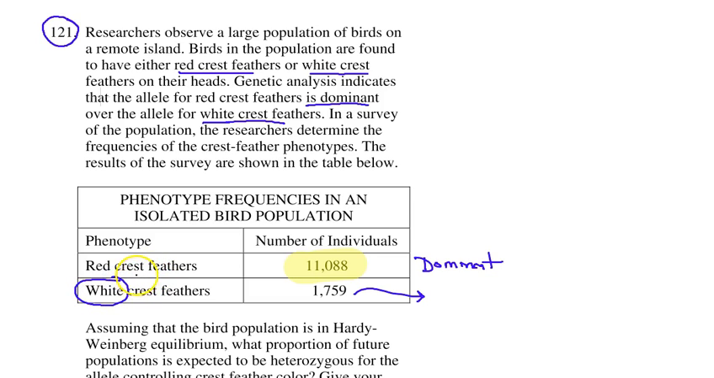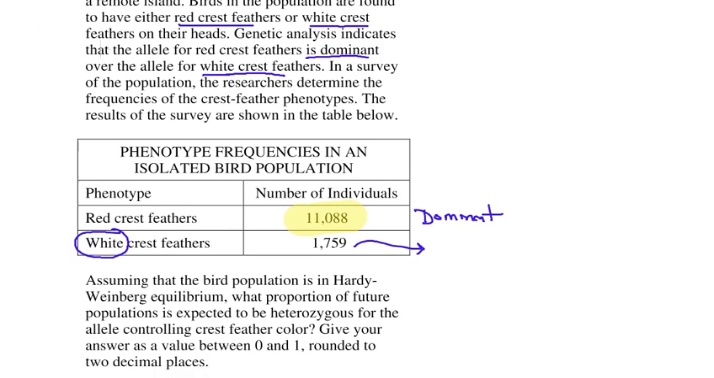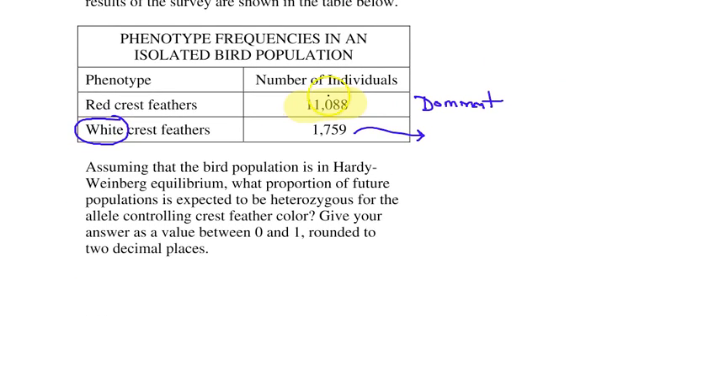So, pretty simple setup. I have my red and white, my 2 alleles, and these are the number of individuals. And it's important when you do some Hardy-Weinberg to understand the difference between the number of the actual alleles and the number of the individuals, because it can get confusing. Now, they assume the bird is in Hardy-Weinberg equilibrium, so we can use the formula given to us. What proportion of the future populations is expected to be heterozygous for the allele controlling the crest feather color?